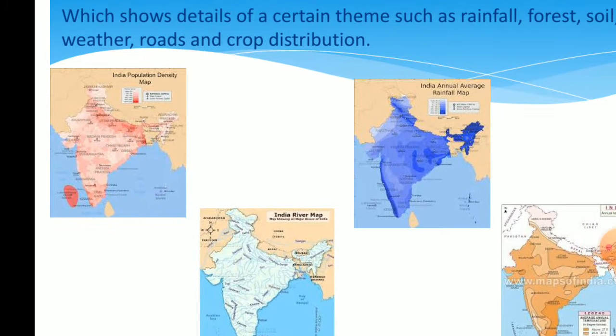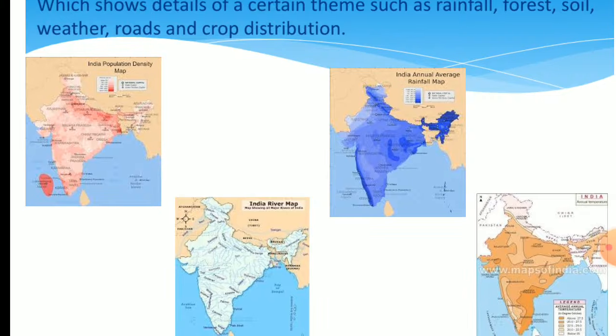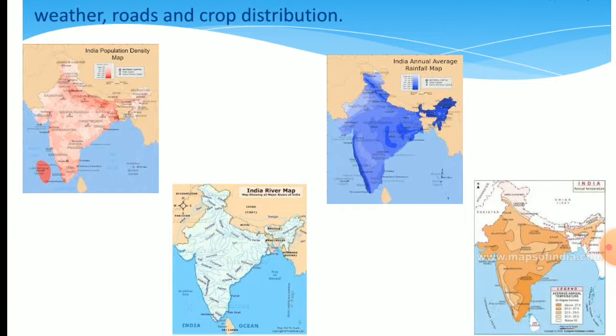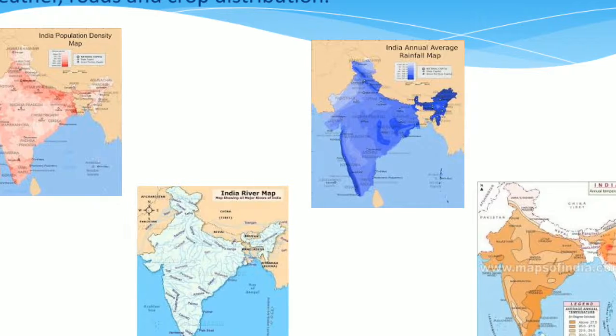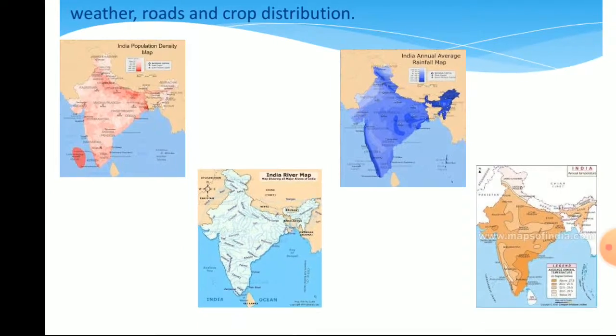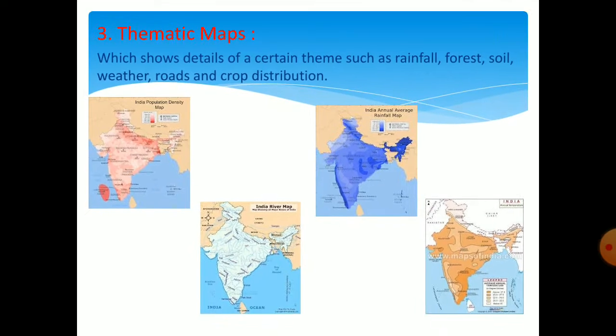Which are those? See, the first map is the India population density. It shows the population density. Then the second one, annual average rainfall map. Then the theme in the third map is used to show the rivers. And the fourth example shows the crop distribution in the country. So these are the different themes used in maps. These are called thematic maps.